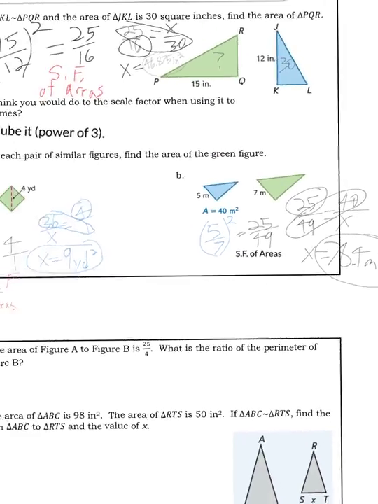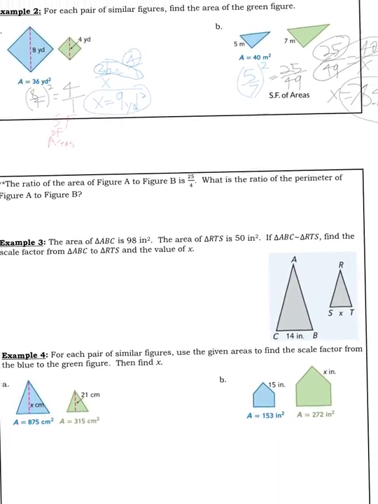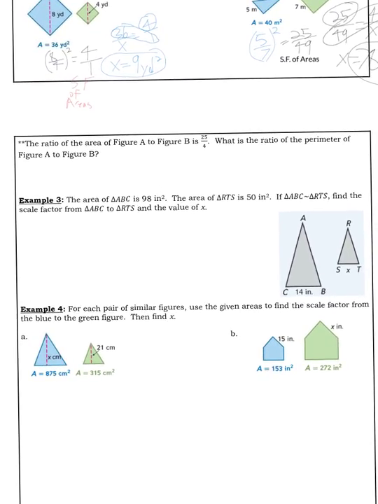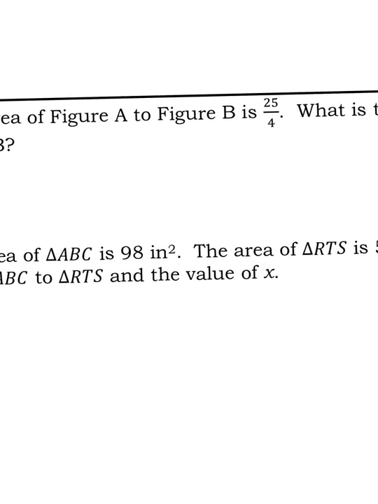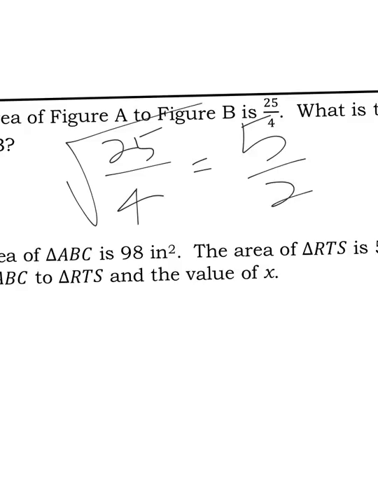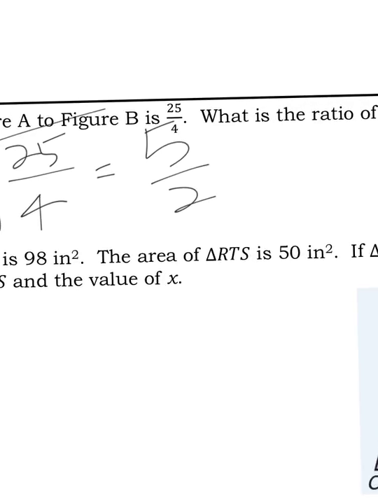Let's move on to the back. To start off, I say the ratio of the area of figure A to figure B is 25 over 4. That's the ratio of areas. What is the ratio of the perimeters? Think about it. If I'm squaring it to go from perimeter to area, then I'm going to square root it to go backwards. So I'm going to take the square root of 25 over 4, and that's going to give me 5 over 2. So the process, if you're going backwards, is to just square root it.